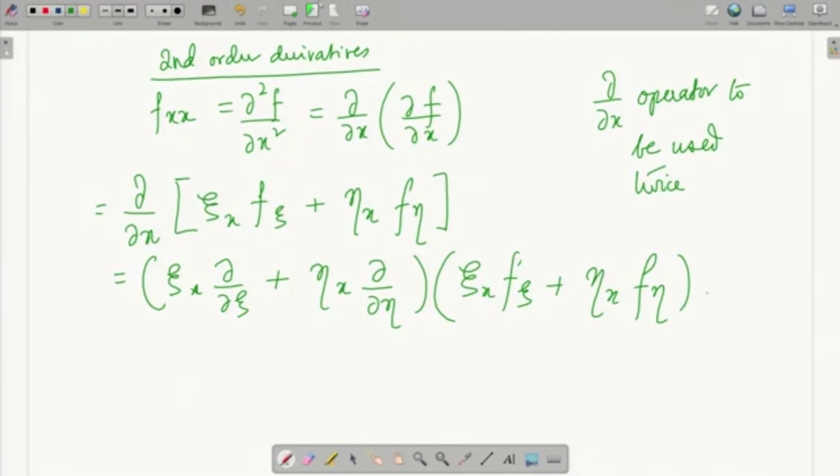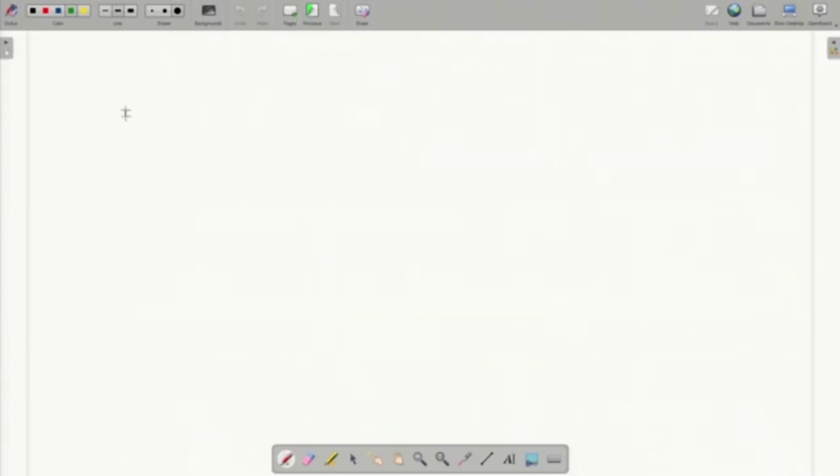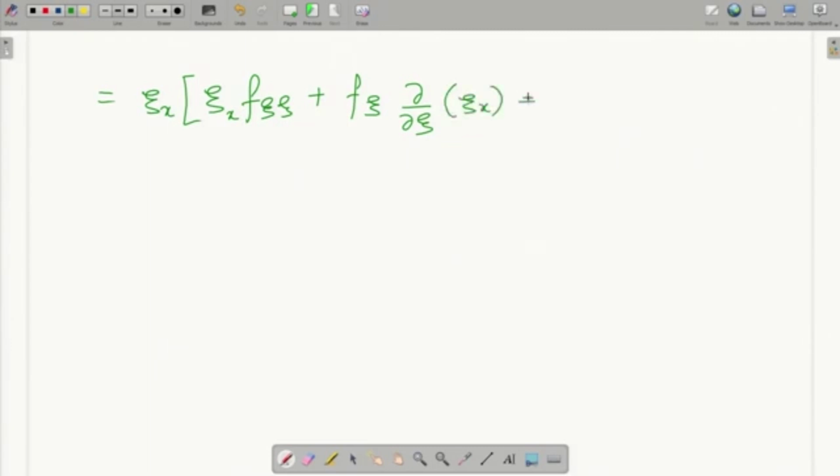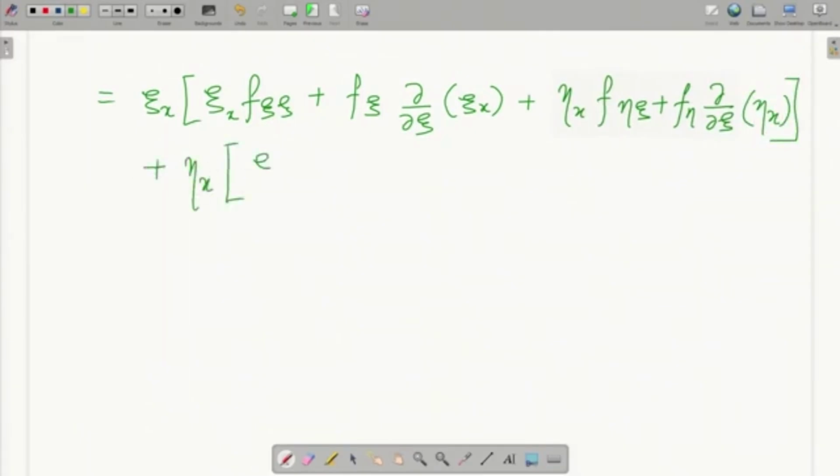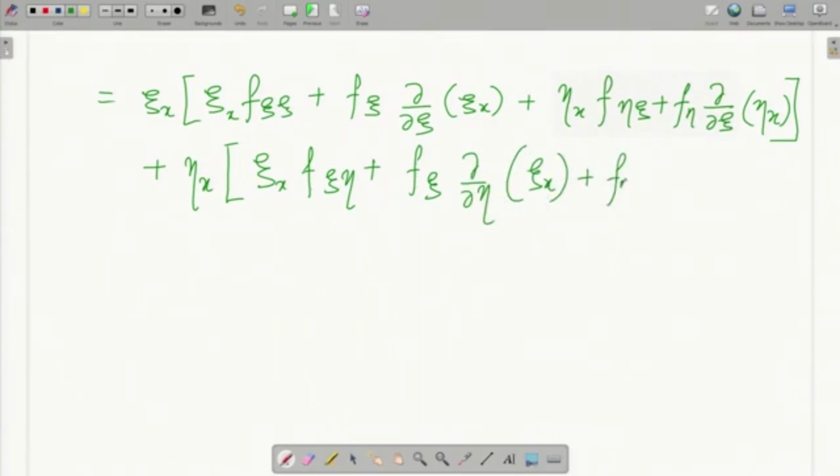So, what will that give you? If you try to work it out, it will give you, so this will be xi x, this would be eta x.